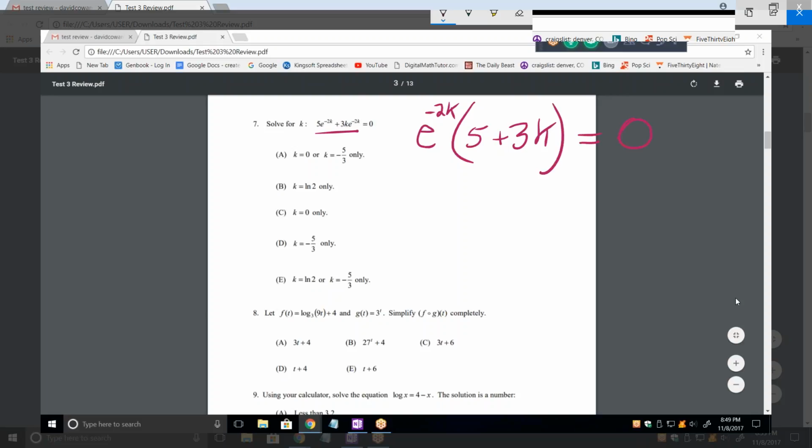Same thing, right? Only now I know that either that has to be 0 or that has to be 0. This thing cannot be 0. It's impossible for that to be 0. So this thing has to be 0. And if that's 0, you get k equal minus 5/3, and that is the only solution.